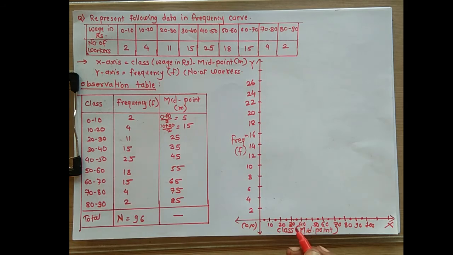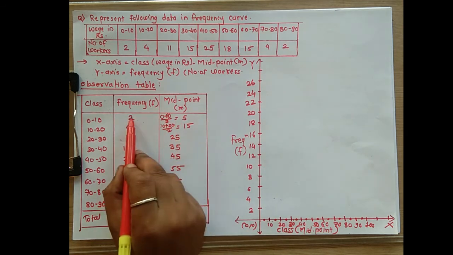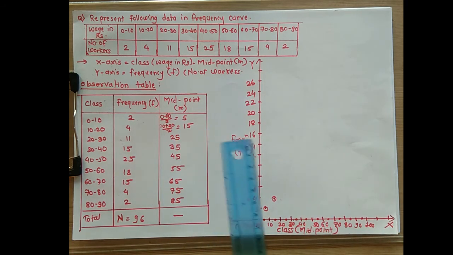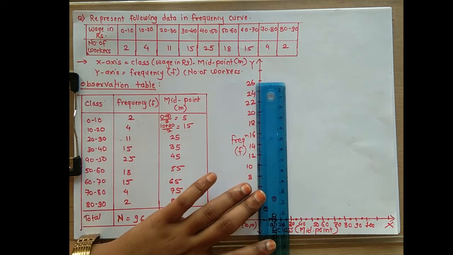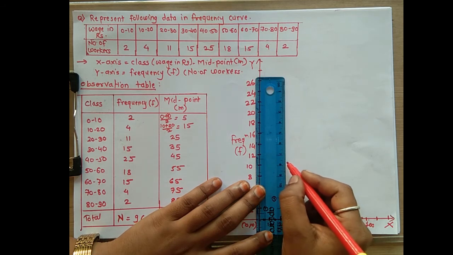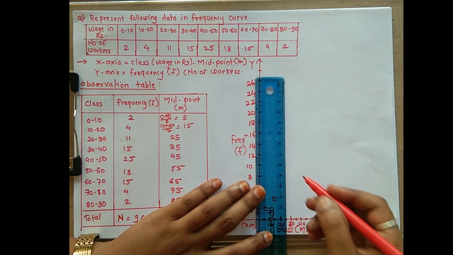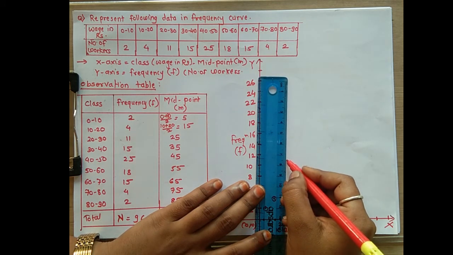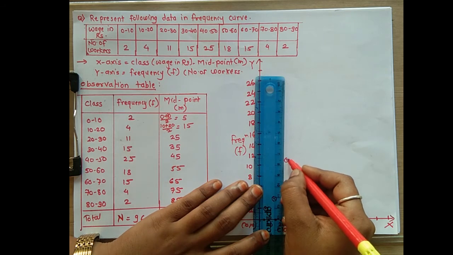Let us mark the points, midpoint versus the frequencies. First midpoint is 5 with corresponding frequency 2. 5 is here with corresponding frequency 2. 15 is here with corresponding frequency 4. Next is 25 with frequency 11. 25 is here with frequency 11. We mark here.